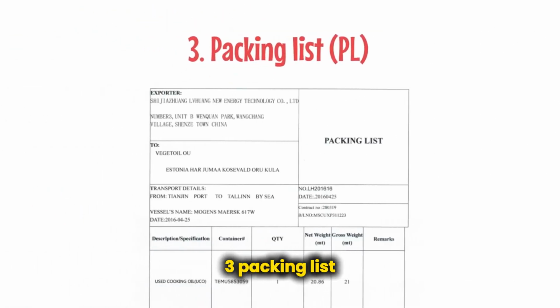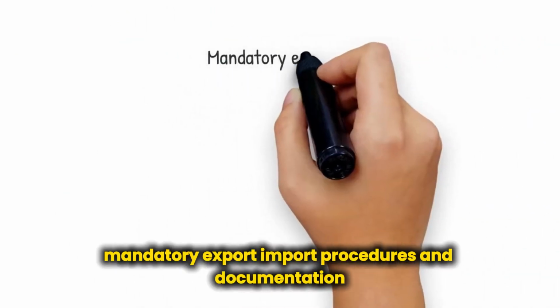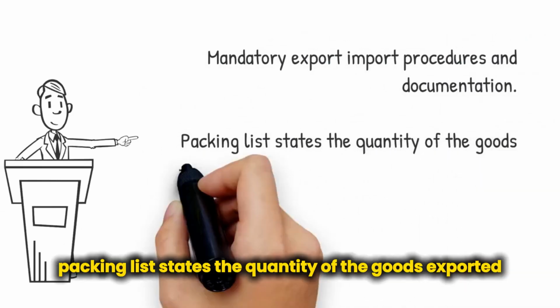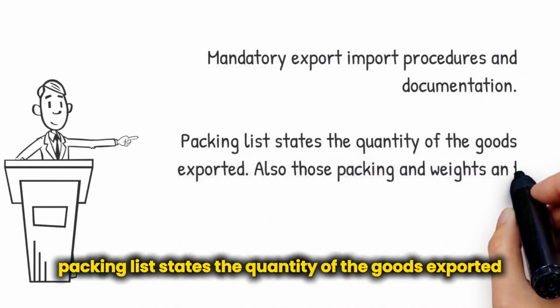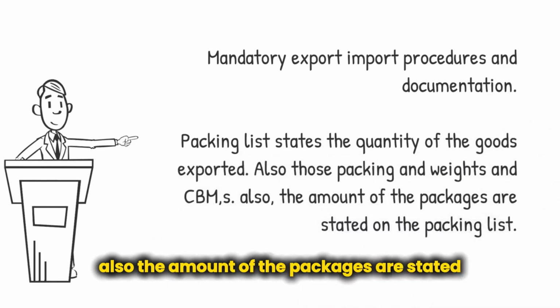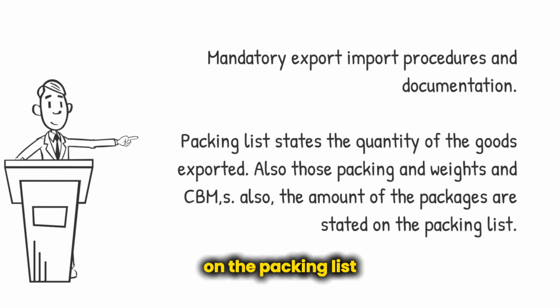3. Packing list. Mandatory export-import documentation. The packing list states the quantity of the goods exported. Also the packing and weights and CBM. Also, the number of packages is stated on the packing list.